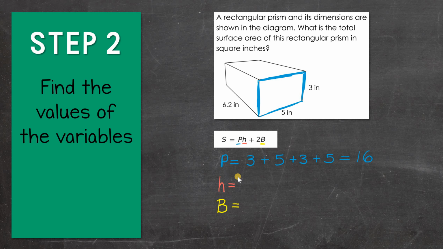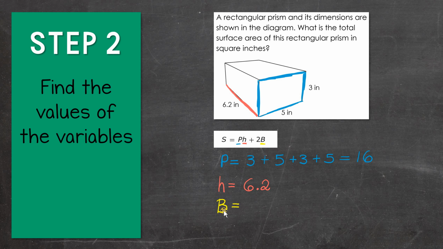Alright, what about the height? So H is the height, is a little letter, so we should be able to find it in our diagram. 6.2 is the only thing we haven't used, and that is the height. But you might say, that doesn't look like a height. Well, remember, height is the distance between bases, so that's definitely our height.